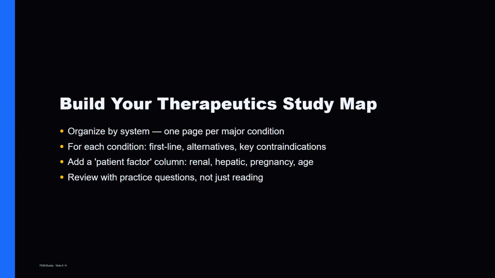Here's a practical study tip. Stop making linear drug lists and start building a therapeutics map. For each major condition, think heart failure, hypertension, asthma, COPD, diabetes, depression. Create a one-page summary that includes first-line therapy, common alternatives, and the contraindications that switch you off the first line. Then add a column for special populations. That structure mirrors how the exam actually asks questions. And critically, pair every study session with practice questions. Reading passively won't build the clinical reasoning you need. Active retrieval will.